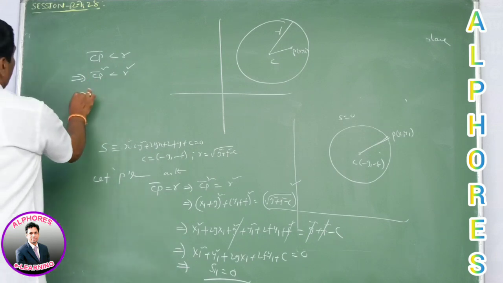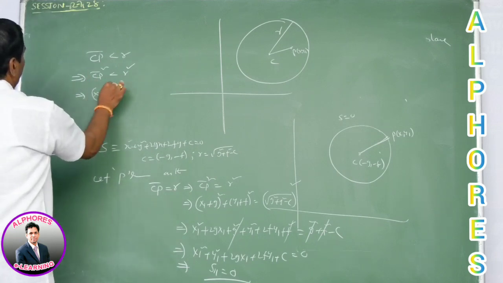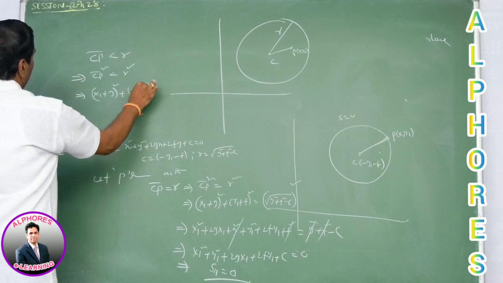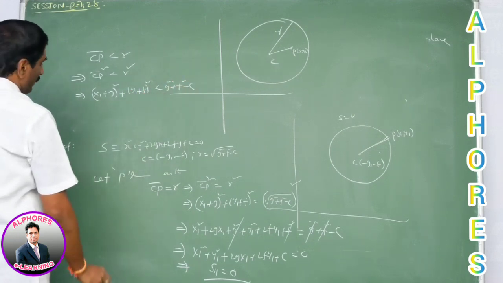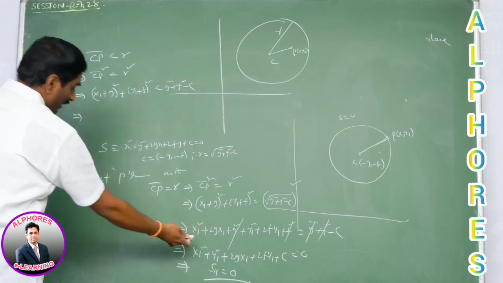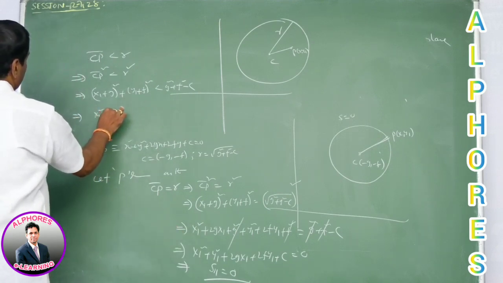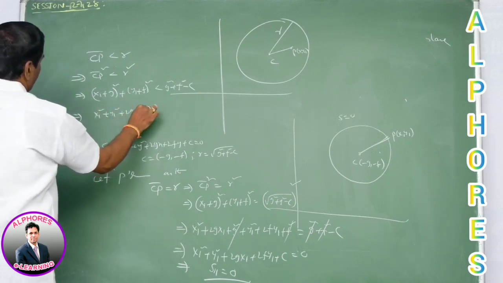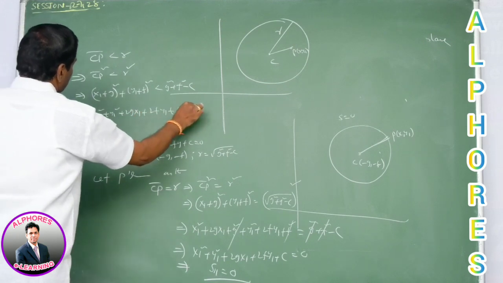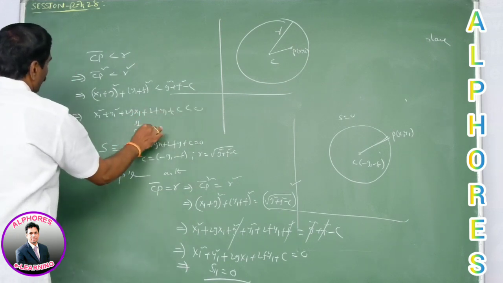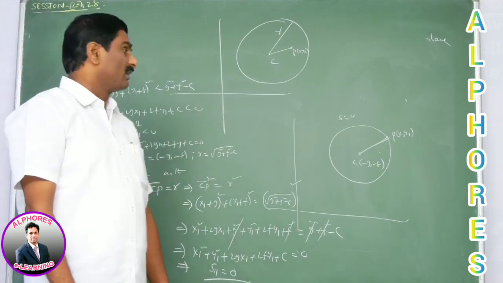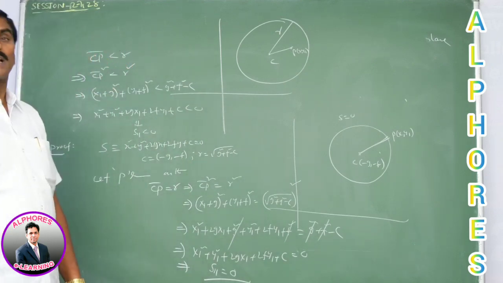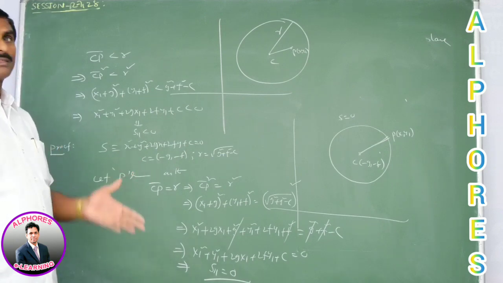The distance between C and P gives (x1 + g) whole square plus (y1 + f) whole square is less than g square plus f square minus c. After simplification, we get x1 square plus y1 square plus 2gx1 plus 2fy1 plus c less than 0. It is nothing but S11. If the point P(x1, y1) lies inside of the circle, then the condition is S11 less than 0.